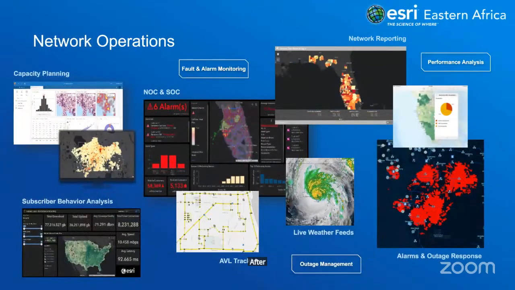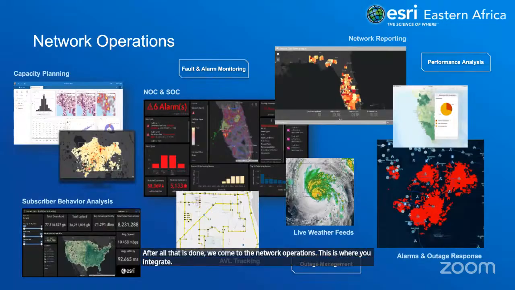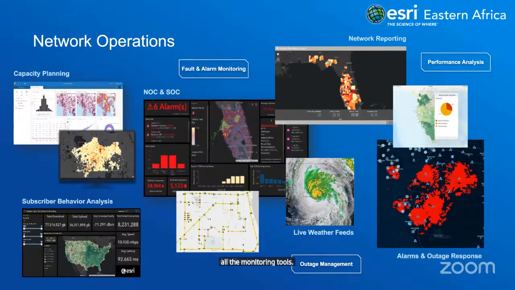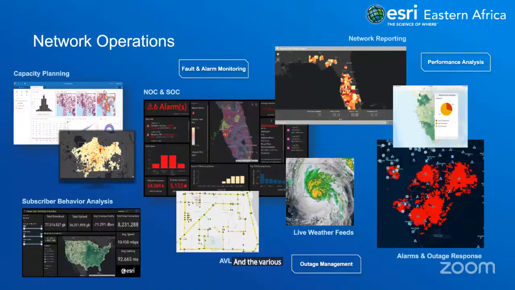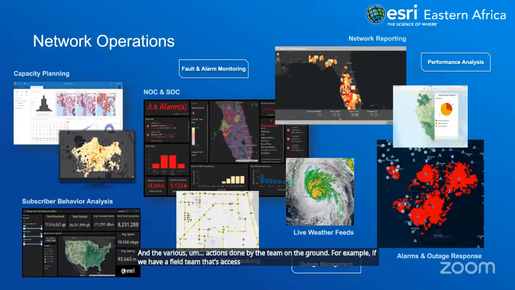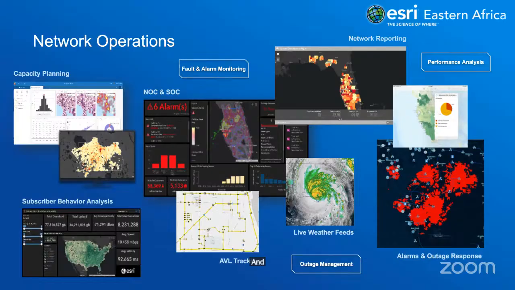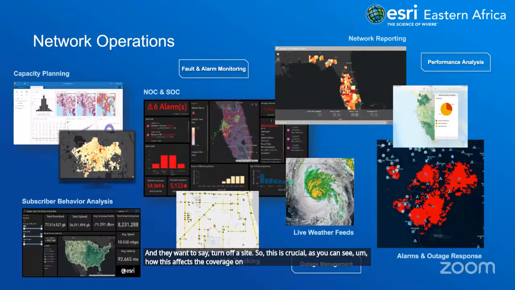After all that is done, we come to the network operations. This is where you integrate all the monitoring tools with the data on the ground. So for example, this is where you monitor the alarms and the various actions done by the team on the ground. For example, if we have a field team that's accessing a telecommunication site and they want to turn off a site, this is crucial, as you can see, how this affects the coverage on certain areas.